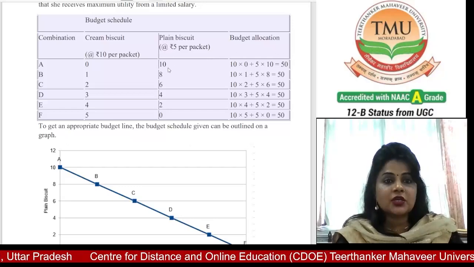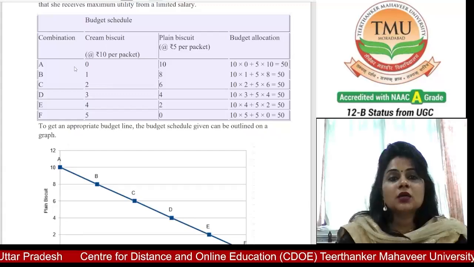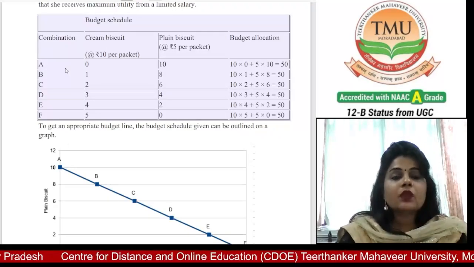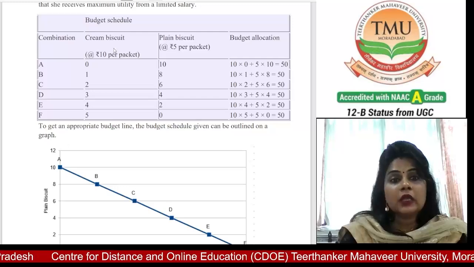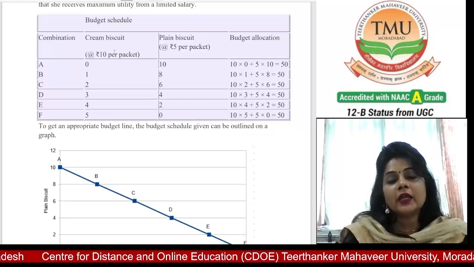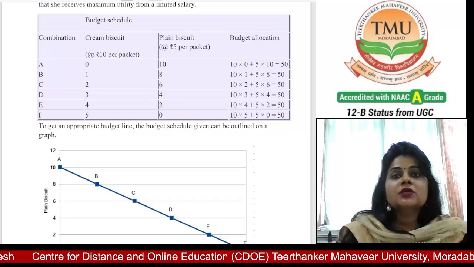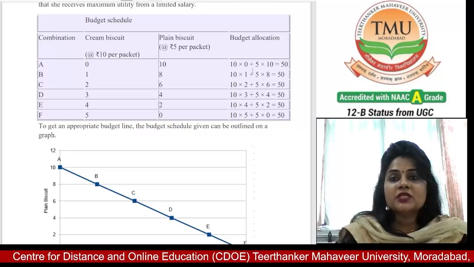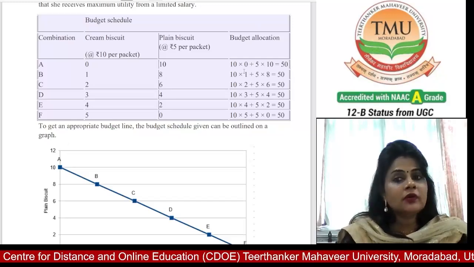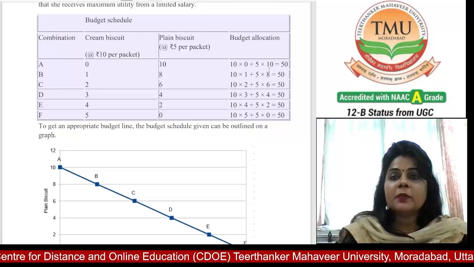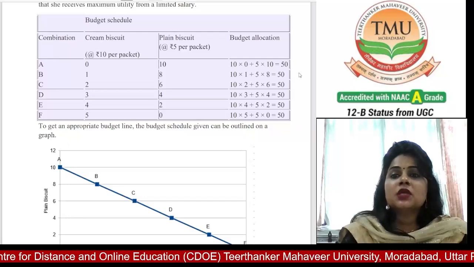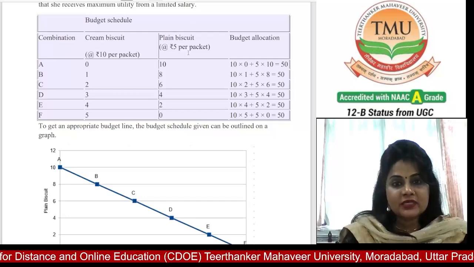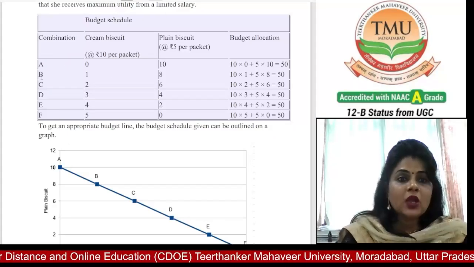Now, the budget allocation. Combination A shows that Radha buys zero cream biscuits. She doesn't buy any cream biscuit and she buys 10 plain biscuits. So here you see the budget allocation: 10 multiplied by 0 is 0 and 5 multiplied by 10 is 50. She spent all her money on plain biscuits.